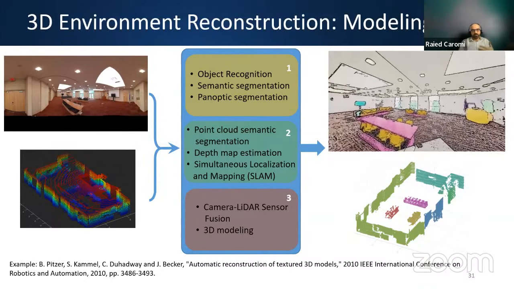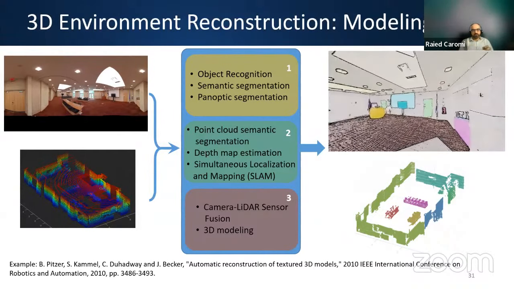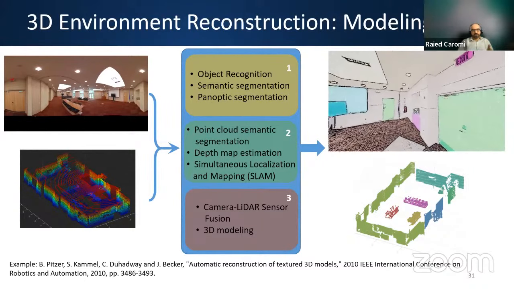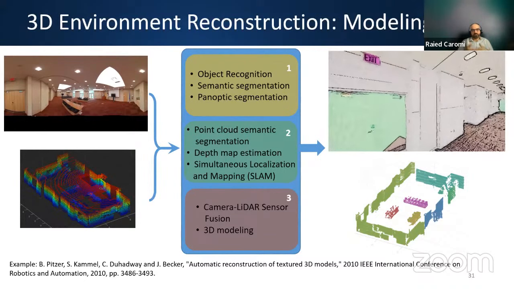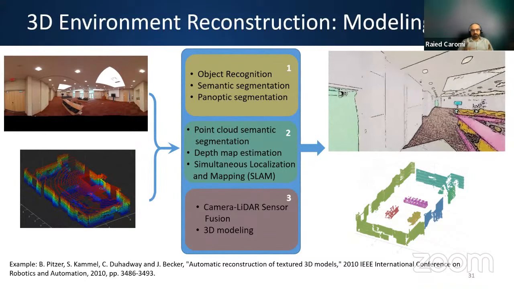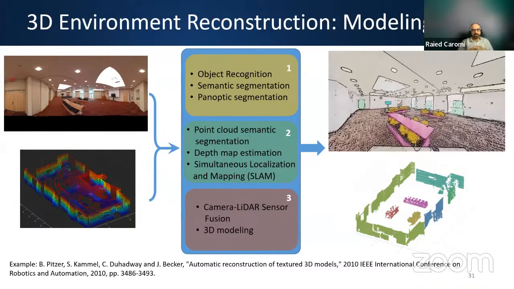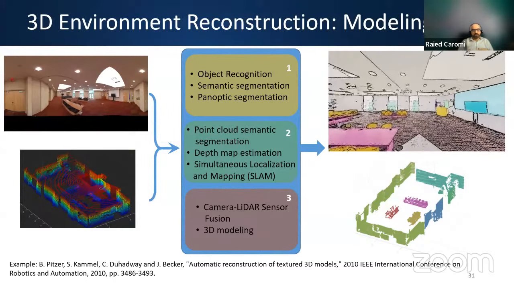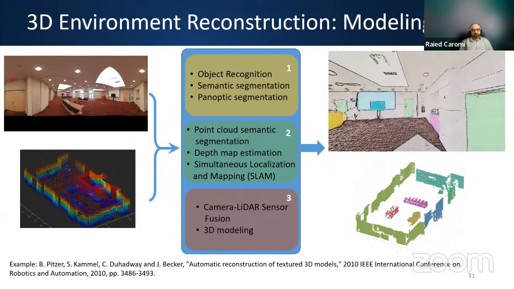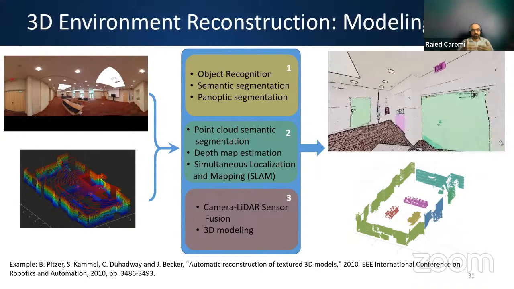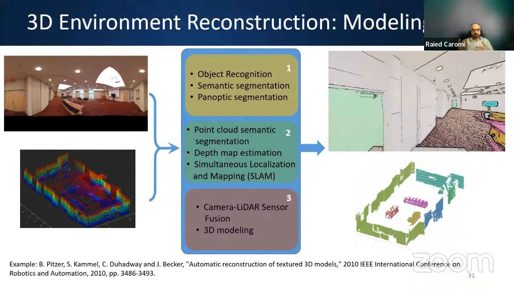The next set of subproblems is the point cloud semantic segmentation. So now you can use the LiDAR data to do semantic segmentation. Also, probably you need to do depth map estimation, and another possibility is to do simultaneous localization and mapping for the LiDAR. And finally, to get to the 3D model, you want to do a sensor fusion between the camera and LiDAR, and then reach the final step, which is 3D modeling of the environment.